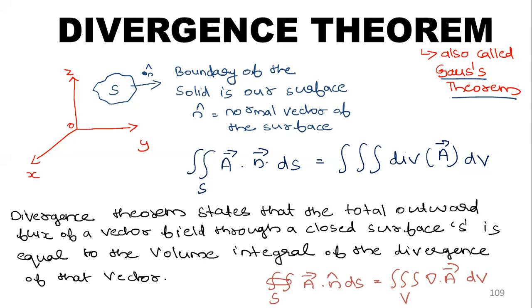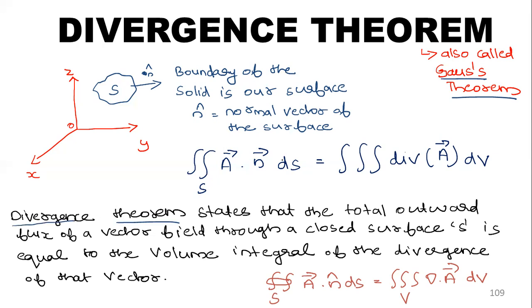Divergence. Okay. So we connect a statement and an equation. Divergence theorem states that the total outward flux of a vector field through a closed surface S, that is the double integral over S of A dot n, the total outward flux, is equal to the volume integral of the divergence of that vector, that is the volume integral of div A. So statement and equation can connect the total outward flux. The divergence theorem states that.